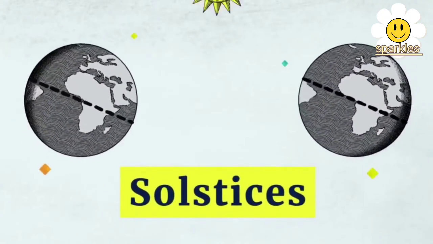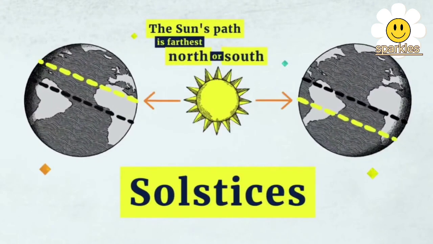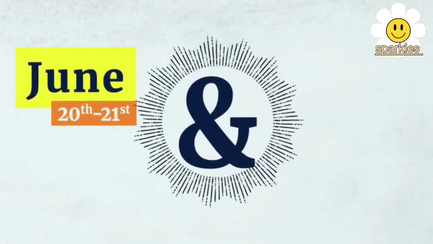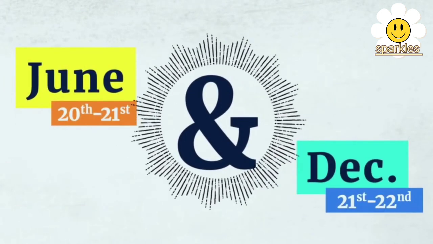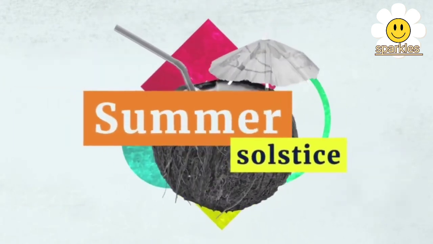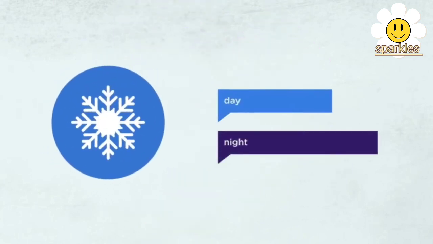Solstices designate the point where the sun's path in the sky is the farthest north or south from the equator, which occurs around the 20th and 21st of June and the 21st and 22nd of December. The summer solstice marks the beginning of summer and is the longest day of the year, just as the winter solstice marks the beginning of winter and is the shortest day of the year.